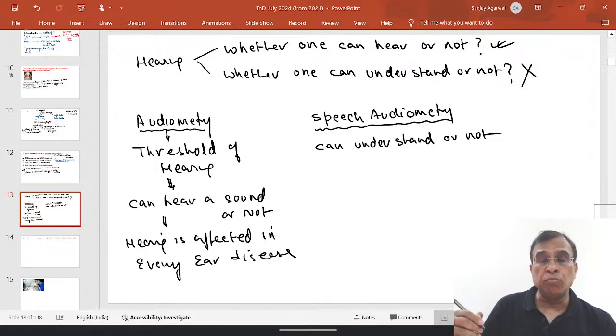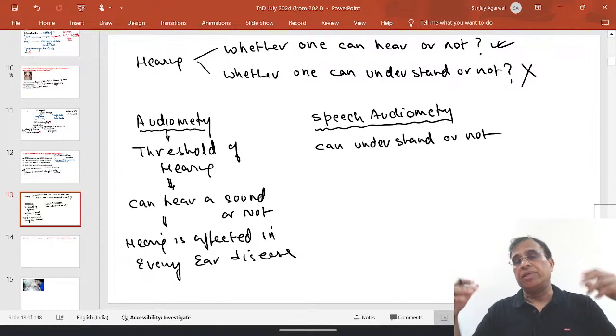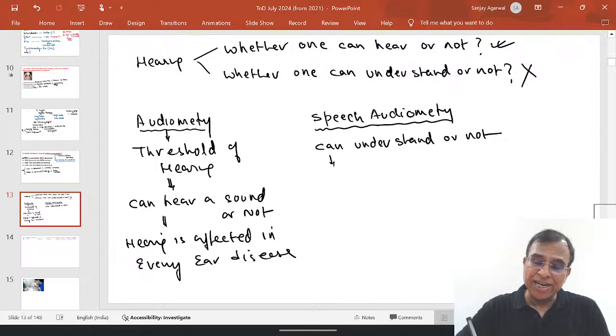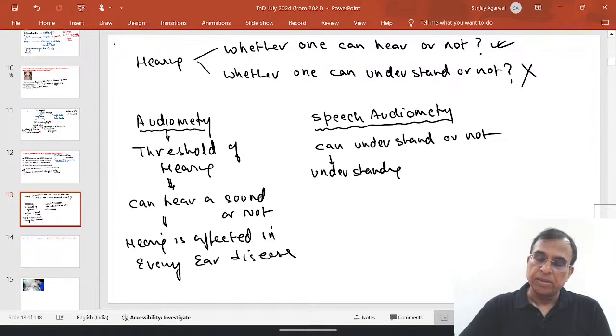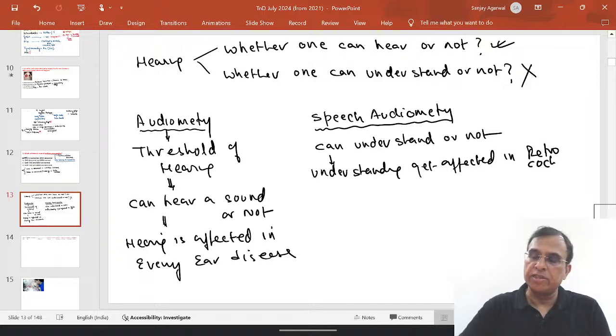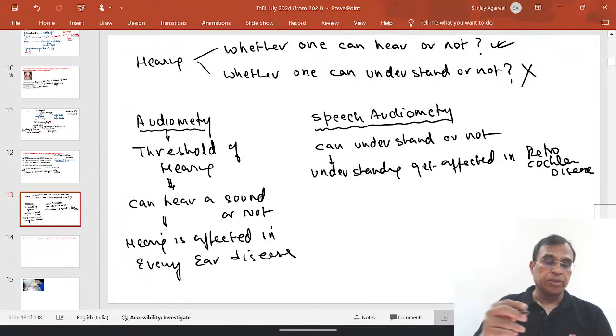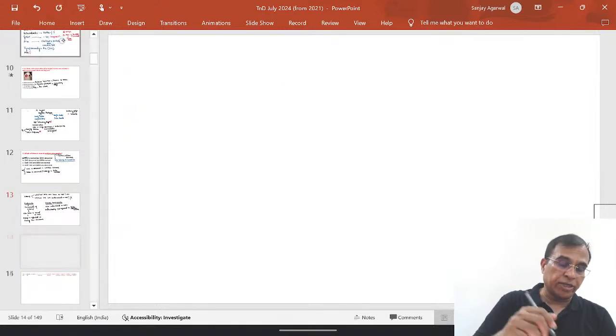But if you speak a sound more than the threshold, if you speak loud, then these people can hear and they can understand also. But understanding of the sound gets affected in retrocochlear disease, eighth nerve disease. So, if the eighth nerve is diseased, then hearing will decrease, but the understanding also will decrease, and therefore the hearing of the person is affected. So, this is what I think you are trying to say.